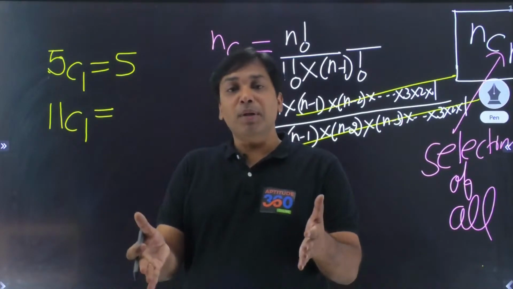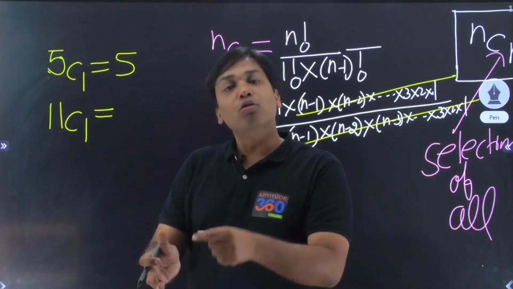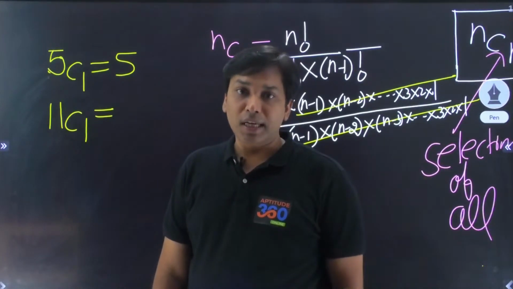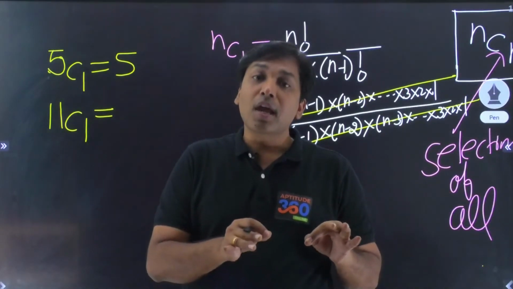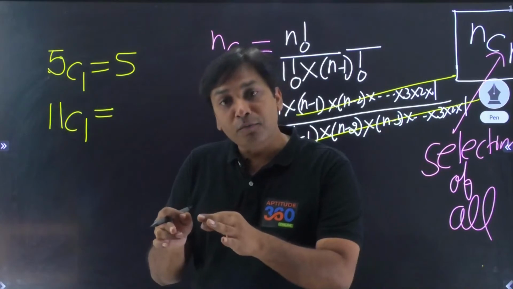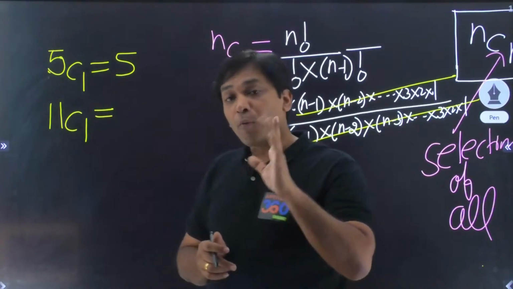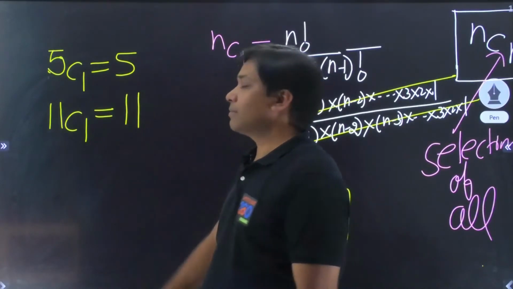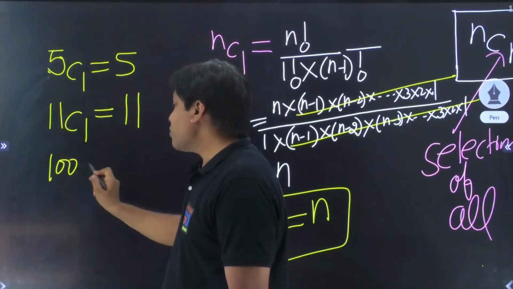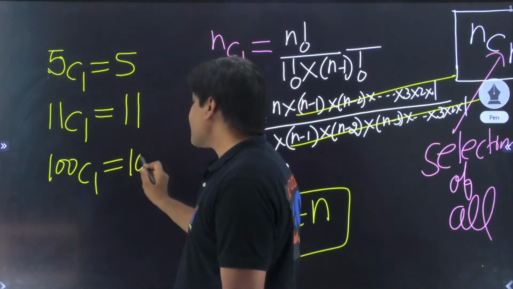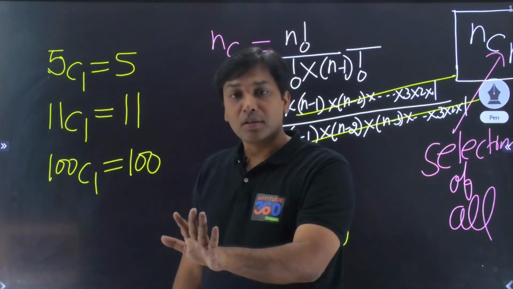What if I have to do this? There are 11 players who are going to be playing the match of cricket, and out of those 11, I have to choose one captain. And I say that this selection has to be unbiased. All the persons have the equal chance of being selected as a captain. In how many ways can we do that? 11 ways. If I have got 100C1, in how many ways can I select one item out of 100 items?